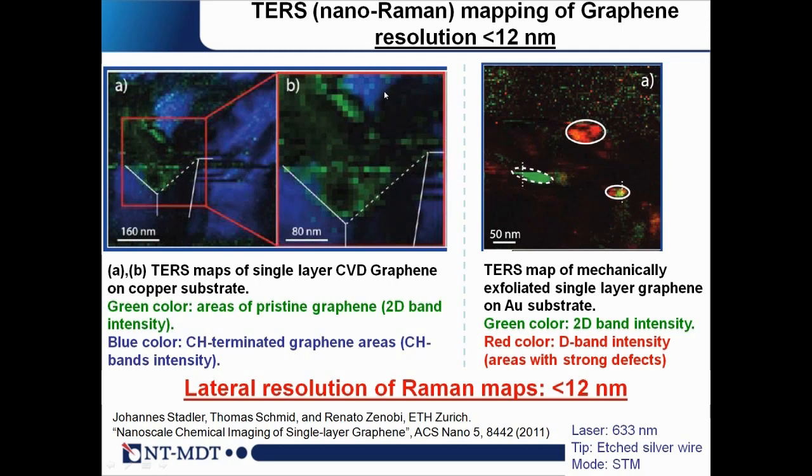of hydrogen terminated graphene. As to mechanically exfoliated graphene on the right hand side, it's a tip-enhanced Raman map of mechanically exfoliated graphene on a gold substrate, and here we can observe strong D band intensity at certain areas. So these are the areas of localized defects within the graphene monolayer flake. All this data was obtained with a resolution close to 10 nanometers and was done in so-called gap mode regime, where we have the gold surface sample and a TERS active STM tip on the top.